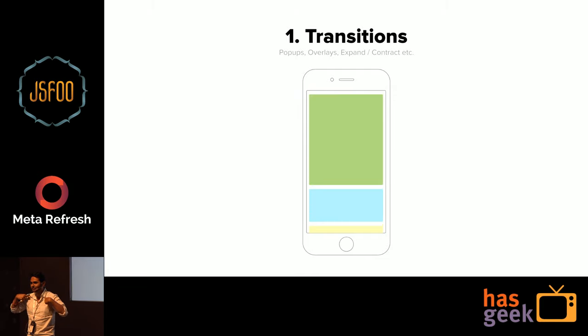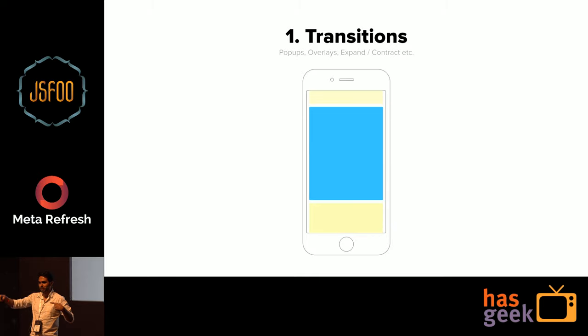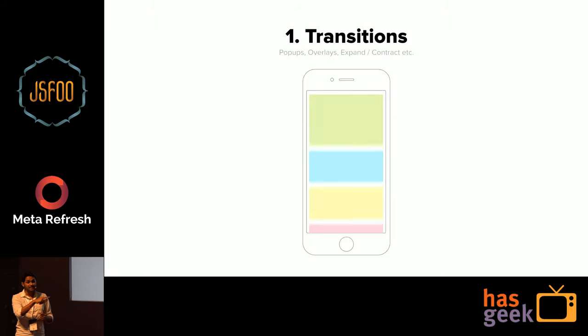The real world is not hard cut. Like if I'm here, the very next moment I cannot be there because that's not how it is. So why should it be like that in the digital product, right? Worth thinking. So that is where transition comes into play.